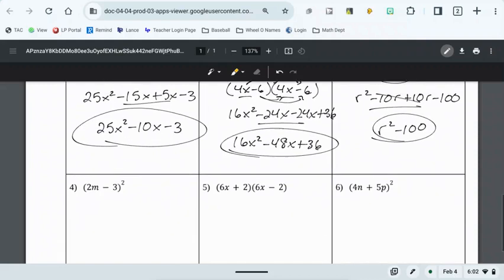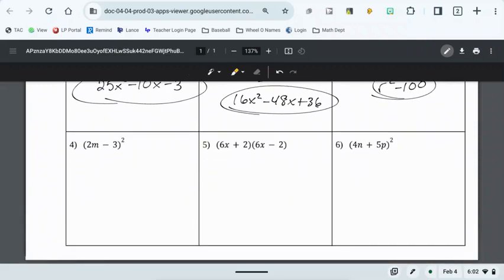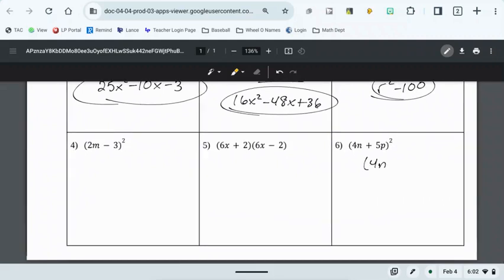All right, the last one we're going to take a look at is number 6. And the reason why we're going to do that is because we see there are 2 variables in this. And that's okay. We can still do this. It's still a special case because we are squaring. So 4n plus 5p times 4n plus 5p, right? We write it twice. We cannot distribute that exponent.